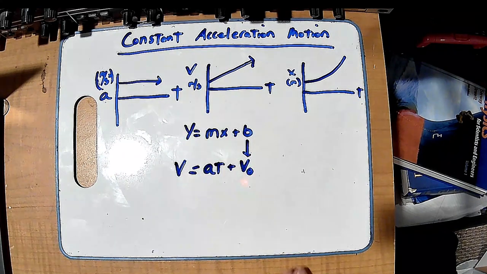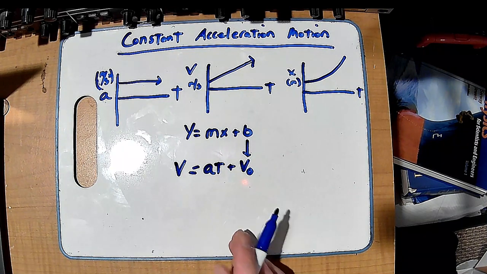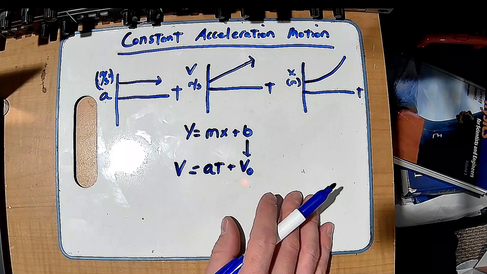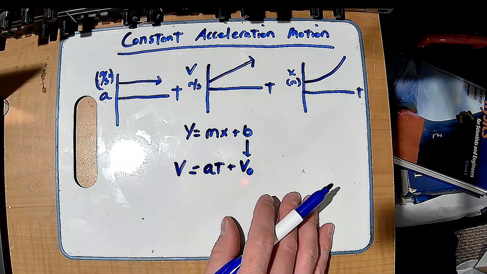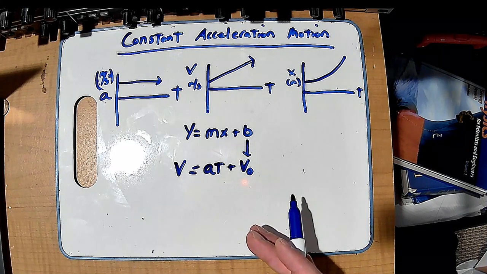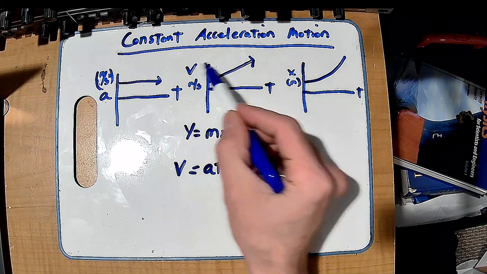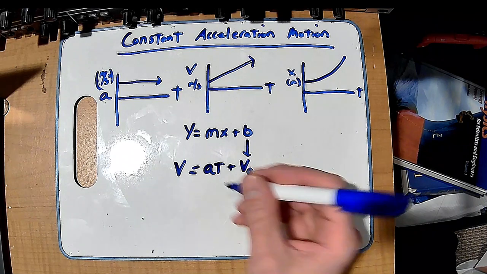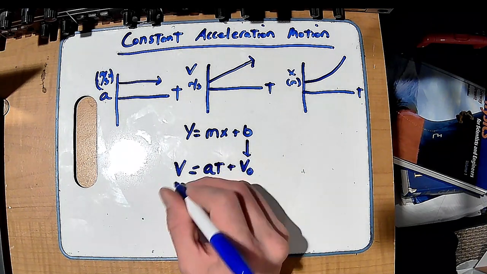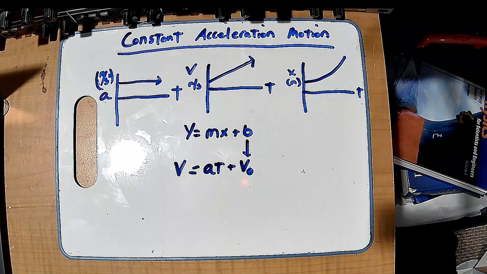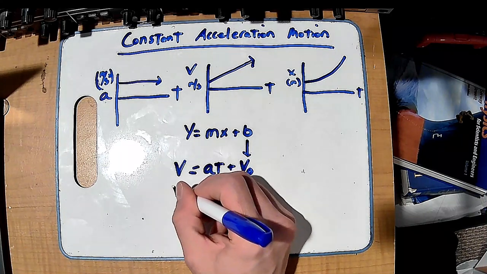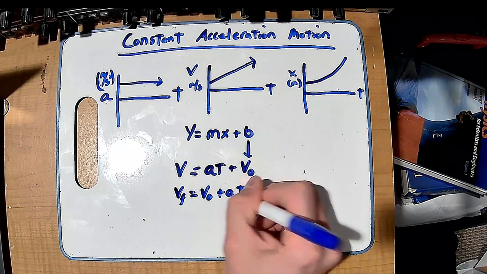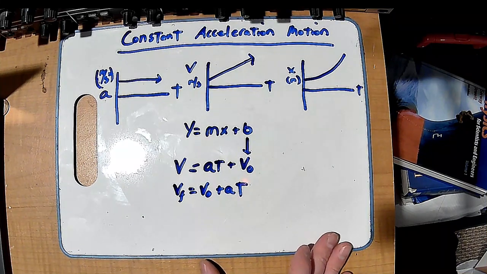Sometimes we'll put v final. But this should look familiar. This is one of those three equations that we introduced on Friday. Any object that has constant acceleration is going to have a velocity versus time function that's linear. So that's where this comes from. We can rewrite it, and like I said, sometimes we'll use the subscript f. So we can say vf equals vo plus at, like so.